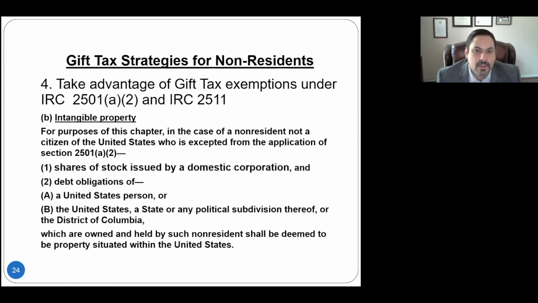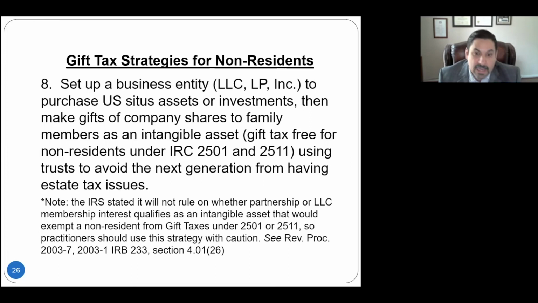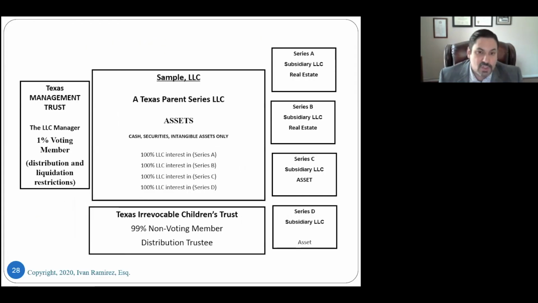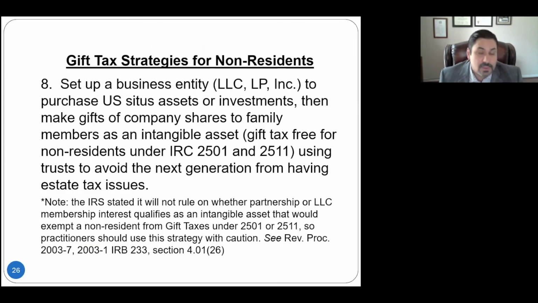Because if you go back to the code, it specifically says intangible property, (b) number 1, shares of stock issued by a domestic corporation. It doesn't say partnership. It doesn't say LLC membership interest. It says stock. So what is the IRS's position on gifting partnership interest or LLC membership interest that's not taxed as a C Corp? Well, the IRS will not rule on it. So use that strategy with caution, which is why I like to err on the conservative side and make sure that this is a C Corp so it falls within the safe harbor of the code. But again, if you're gifting partnership interest or LLC membership interest, you're in the gray zone. The IRS is not ruling on it.